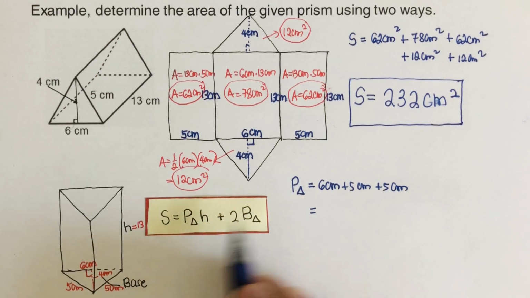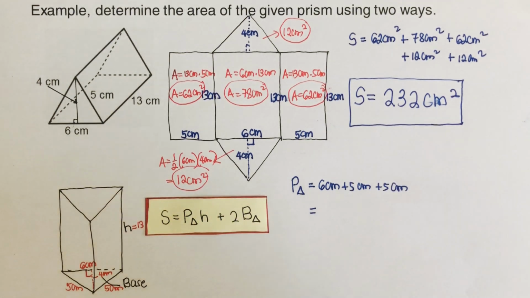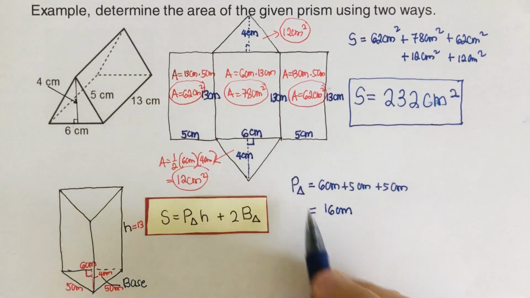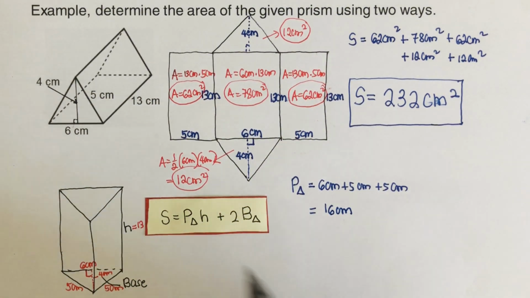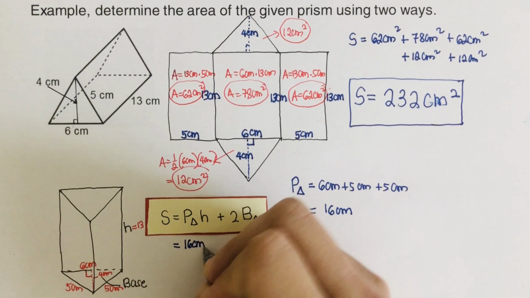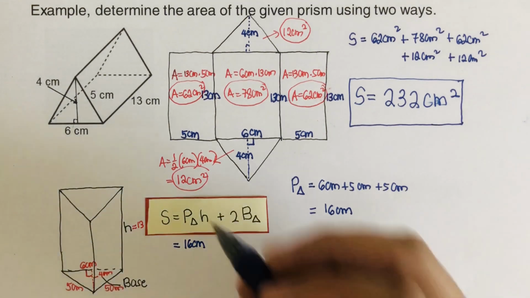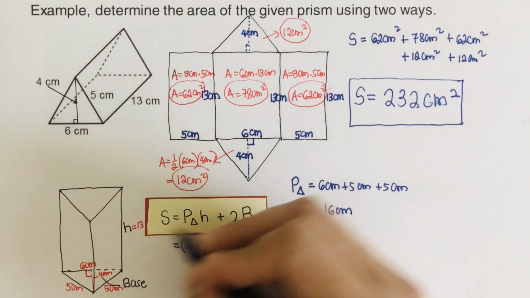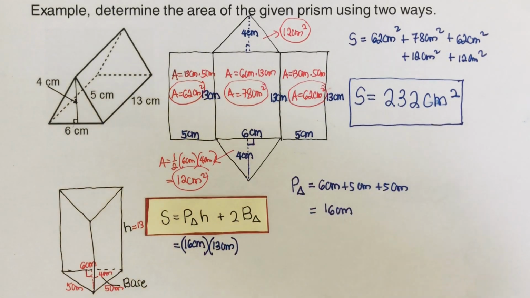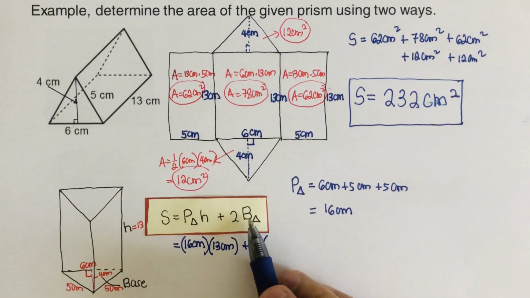That is the number that we're going to put in here, but I'm just showing the work of how we got these numbers instead of just putting it in there right away. So this would be 16 centimeters. That's the perimeter. That's the number that we put in here. So we can go ahead and write that it is 16 centimeters. Now the height is the height of the prism. So that would be 13 centimeters. I'm going to write 13 centimeters. And then plus 2 times the area of the base.